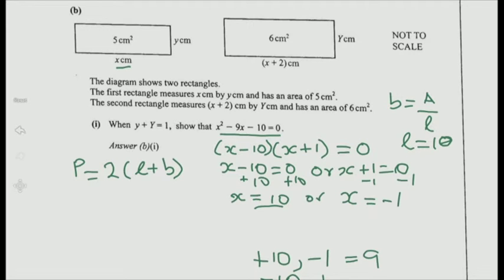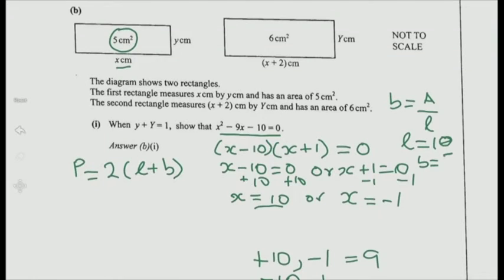So what will be the breadth? We know the area there is 5 square centimeters. Then what will be the breadth? Working out the breadth here, we should get B equal to 5, which is the area, over 10, which is 0.5. So that will be the breadth.